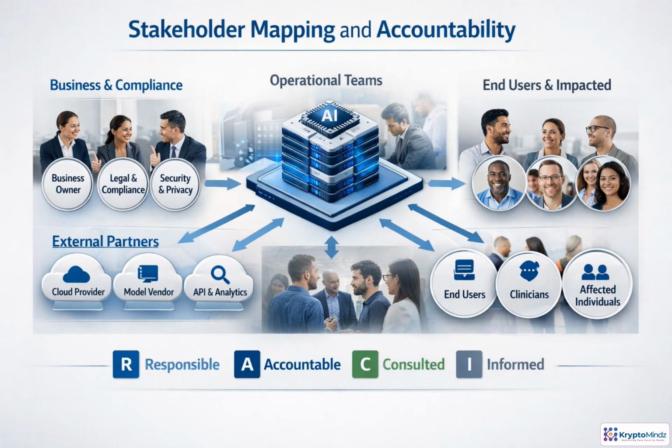Compliance also depends on knowing who is connected to the system and what role they play. Start with owners: business, model, data, security, privacy, legal, and compliance. Then include the people who use or are affected by the system, including reviewers and support teams. Finally, map vendors and platforms. A RACI view keeps this practical. Who is responsible? Who is accountable? Who must be consulted? And who simply needs to be informed?